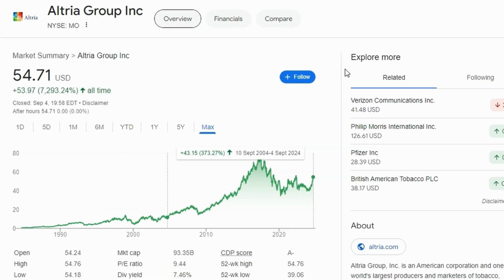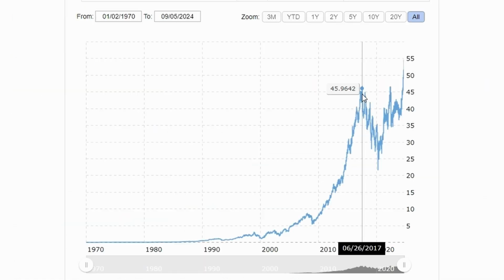But check this out. Back in 2017, Altria reached their high of about $75 a share in June. But when we look at MacroTrends for June 2017, it says that the stock price for Altria was $45.96 a share. So what's going on? Why are there different prices across the board and on different platforms?